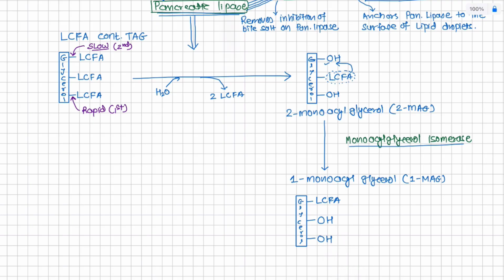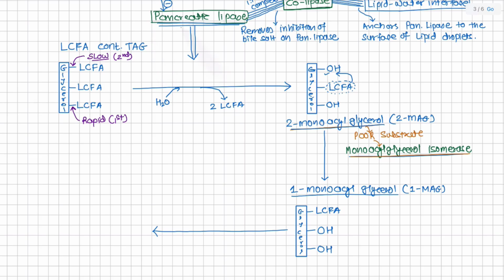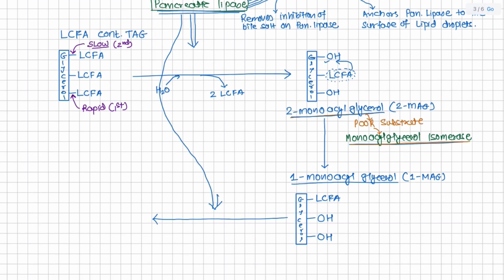However, and this is important, 2-monoacyl glycerol is a very poor substrate for this isomerase enzyme. The conversion happens very poorly. So very little 2-monoacyl glycerol gets converted to 1-monoacyl glycerol. This 1-monoacyl glycerol can be further digested by pancreatic lipase. Remember, pancreatic lipase works slowly on carbon 1, but it can still remove this fatty acid, giving us glycerol plus long chain fatty acid.